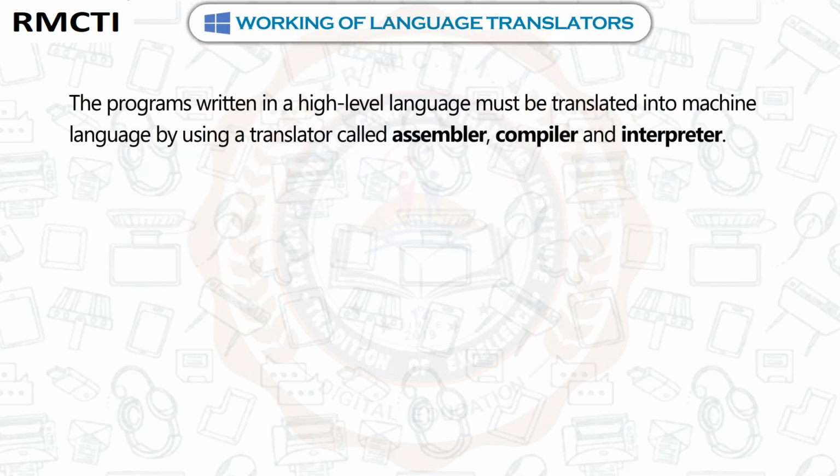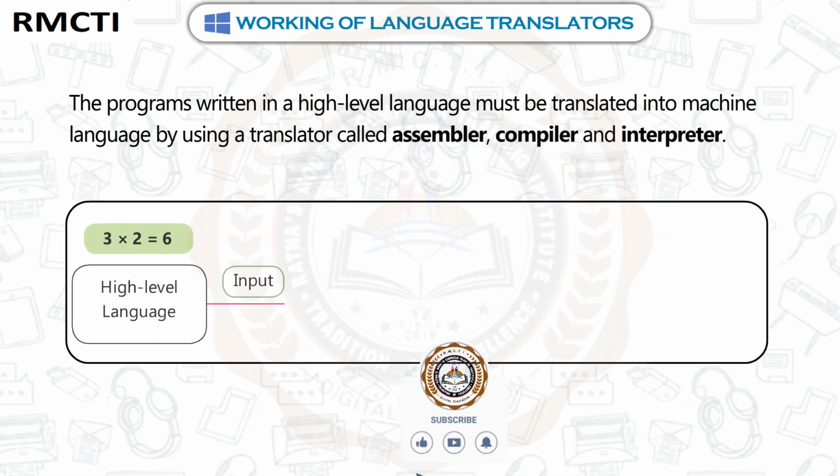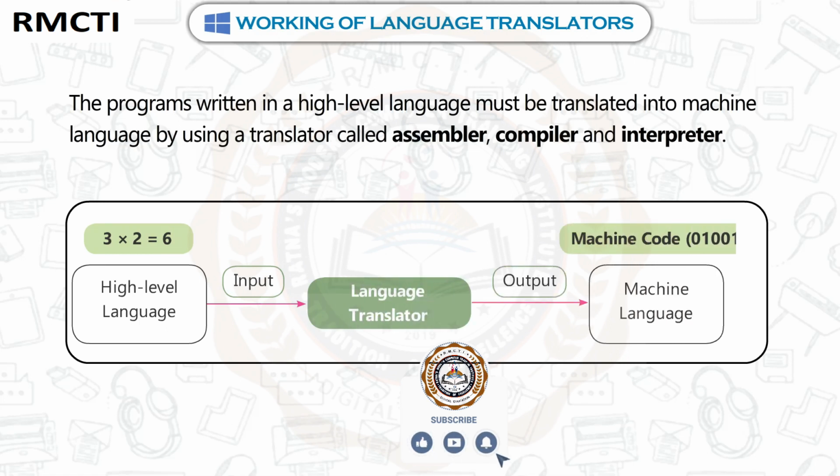Working of language translators. The programs written in a high-level language must be translated into machine language by using a translator called assembler, compiler, or interpreter. High-level language, input, language translator, output, machine language.